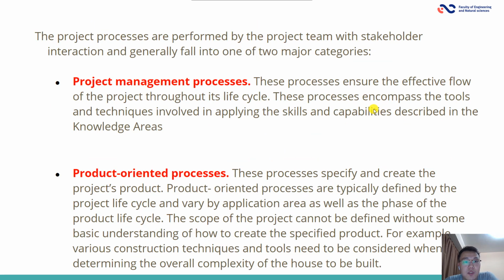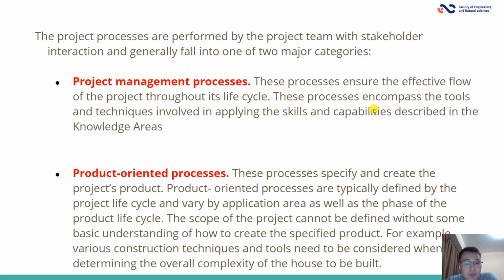The project processes are performed by the project team with stakeholder interaction and generally fall into one of two major categories. First is the project management process. This process ensures the effective flow of the project through its life cycle. This process encompasses the tools and techniques involved in applying the skills and capabilities described in the knowledge areas.